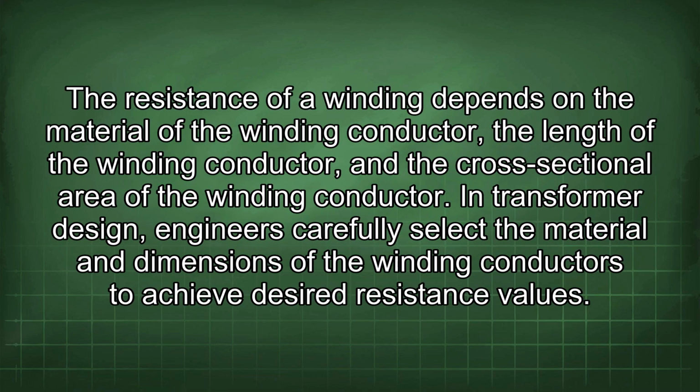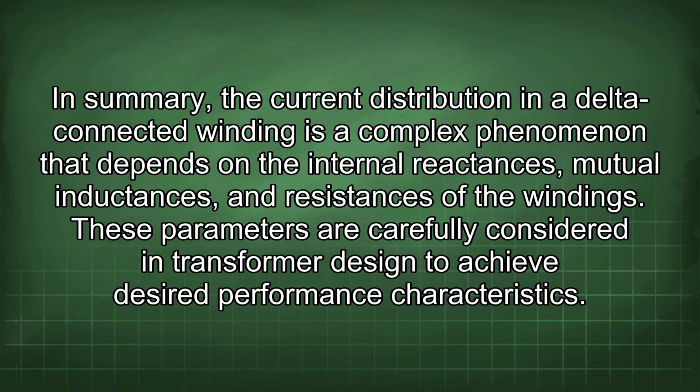The resistance of a winding depends on the material of the winding conductor, the length of the winding conductor, and the cross-sectional area of the winding conductor. In transformer design, engineers carefully select the material and dimensions of the winding conductors to achieve desired resistance values. In summary, the current distribution in a delta-connected winding is a complex phenomenon that depends on the internal reactances, mutual inductances, and resistances of the windings. These parameters are carefully considered in transformer design to achieve desired performance characteristics.